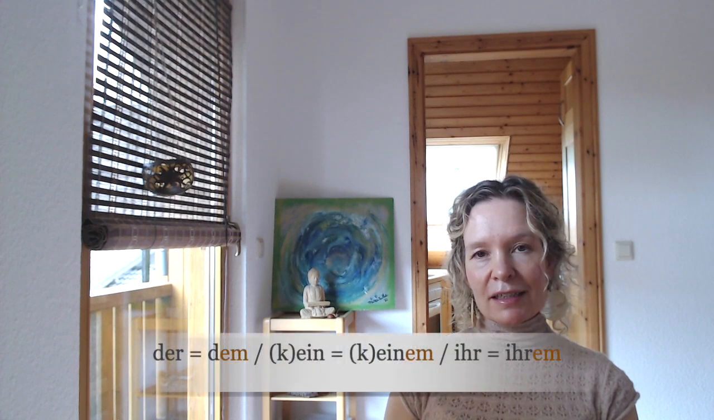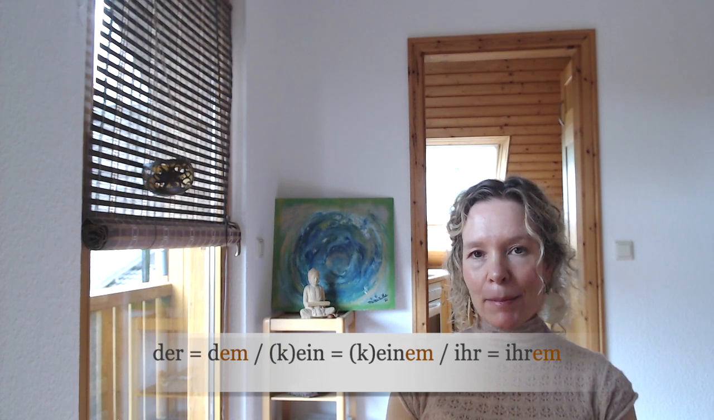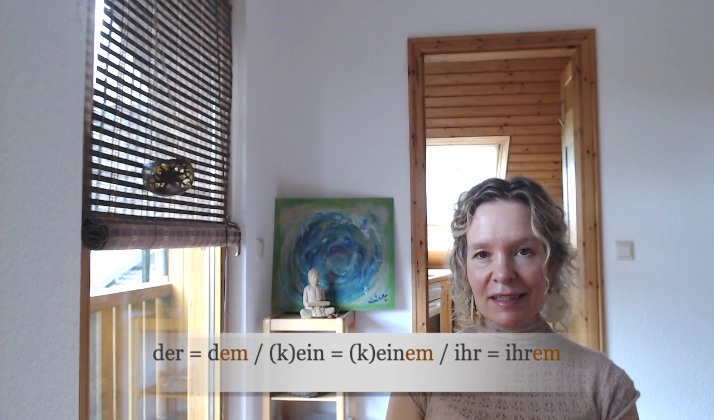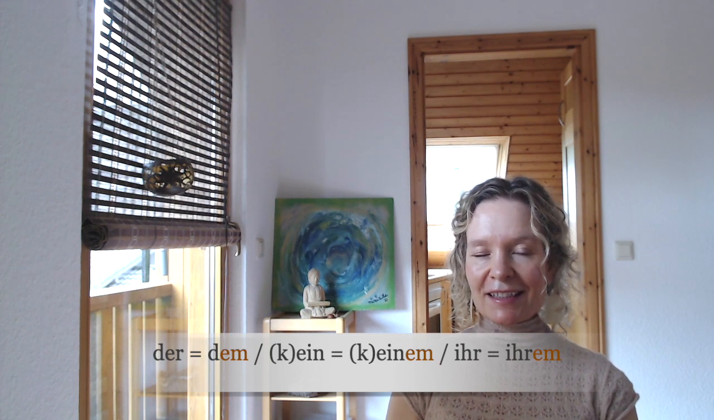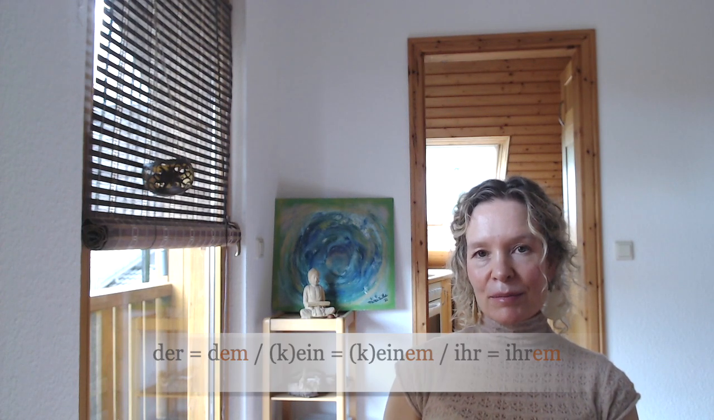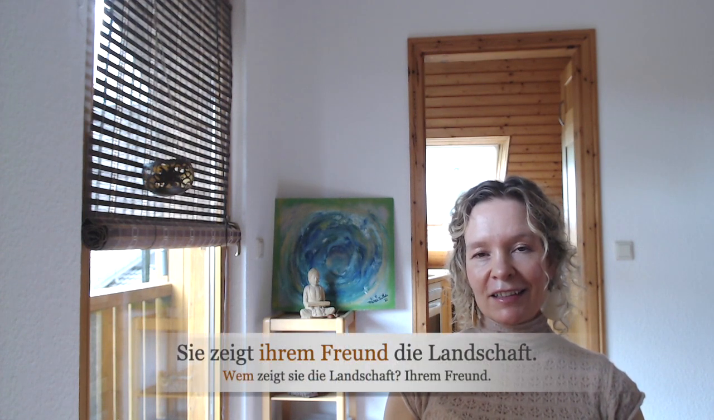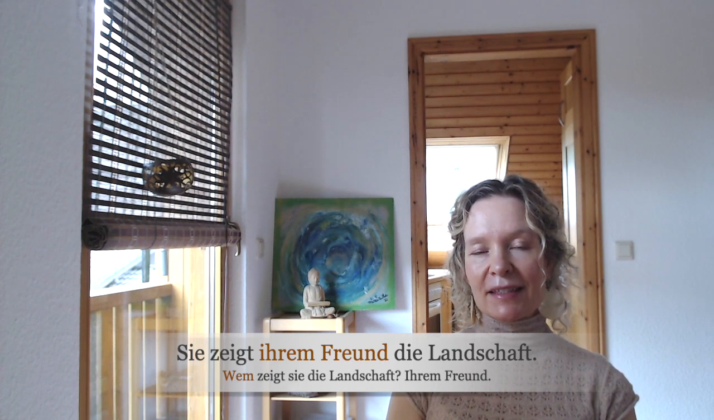Der Freund. Now it gets a little grammatical, der Freund in German. But if you turn it into dative, der becomes dem. So we have an em ending. Or ein becomes einem. Or ihr, like in this case, possessive articles are included, will then also have em endings. So ihrem. That is why we say, sie zeigt ihrem Freund die Landschaft. The receiver of the action, wem, to whom, that element, must be in dative case.